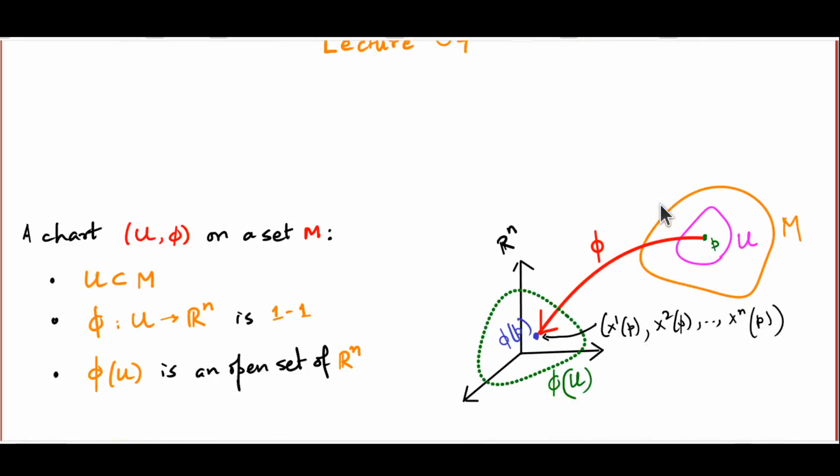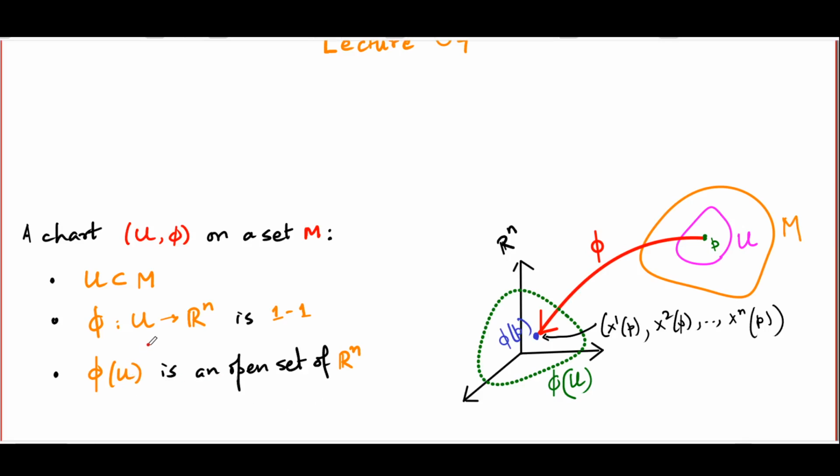Let me remind you that a chart (U, phi) is an ordered pair on a set M if the following holds. U is a subset of M. Phi is a map which carries U onto R^n, and it is a one-to-one map onto phi of U, which happens to be an open set of R^n.